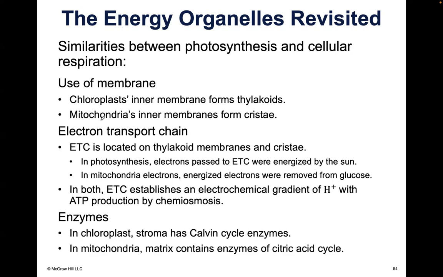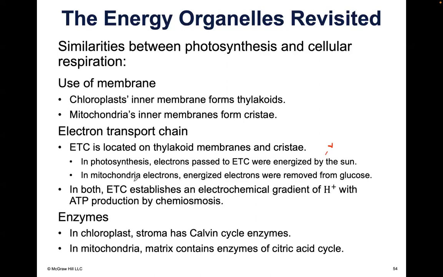What about the electron transport chain? The ETC is located on the thylakoid membrane and on the cristae. So the thylakoid membrane has the ETC, and the cristae have it for the mitochondria. In photosynthesis, electrons passed to the ETC were energized by the sun. And in the mitochondria, electrons are energized differently.